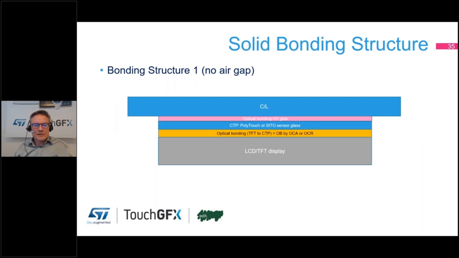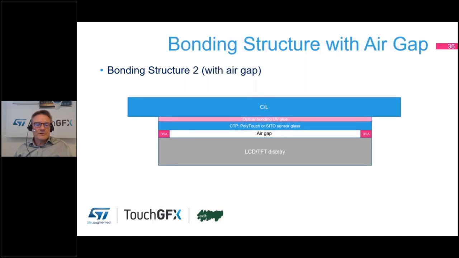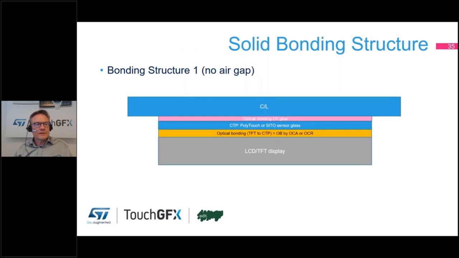So I've been mentioning this bonding structure quite many times. If we have a cover lens, we have a sensor, and we have it bonded together optically, and then there's a display. If we fill that air gap with optical bonding, you can see it's a very solid structure in comparison to the structure with an air gap. This is a very typical structure used in most industrial applications, but nowadays a lot of customers will want this optical bonding instead.